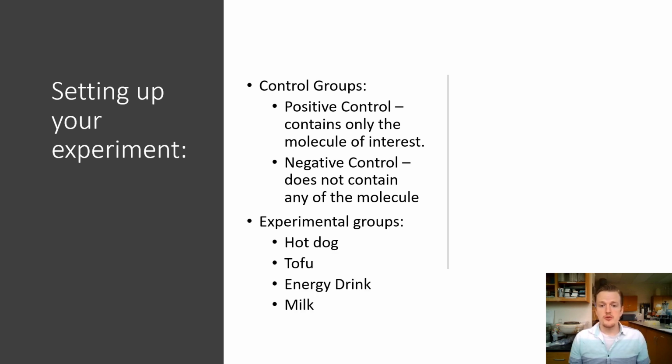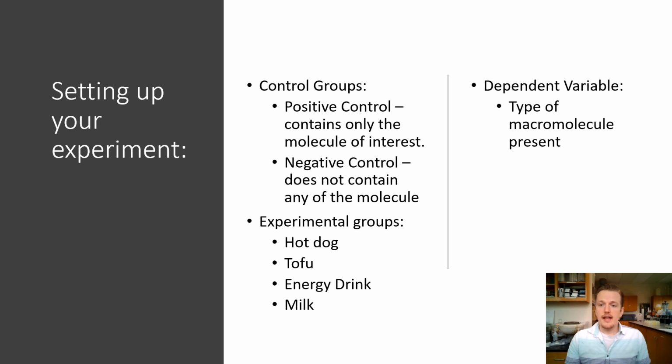So the experimental groups that we have are the different foods that we're testing: the hot dog, tofu, energy drink, and milk. And so in this case, the variable that we're testing for, that we're interested in, is going to be the macromolecule that's present when you use these different reagents. And the independent variable, the one that we are testing for the dependent variable, is going to be the types of food.